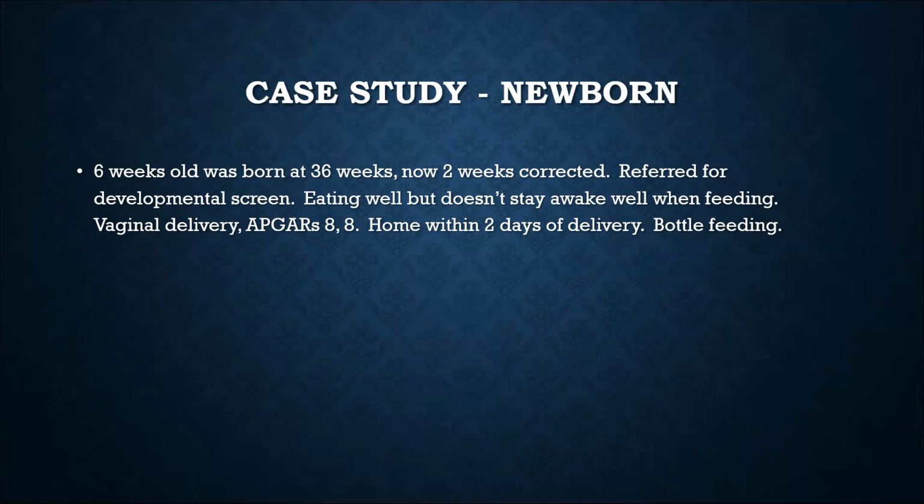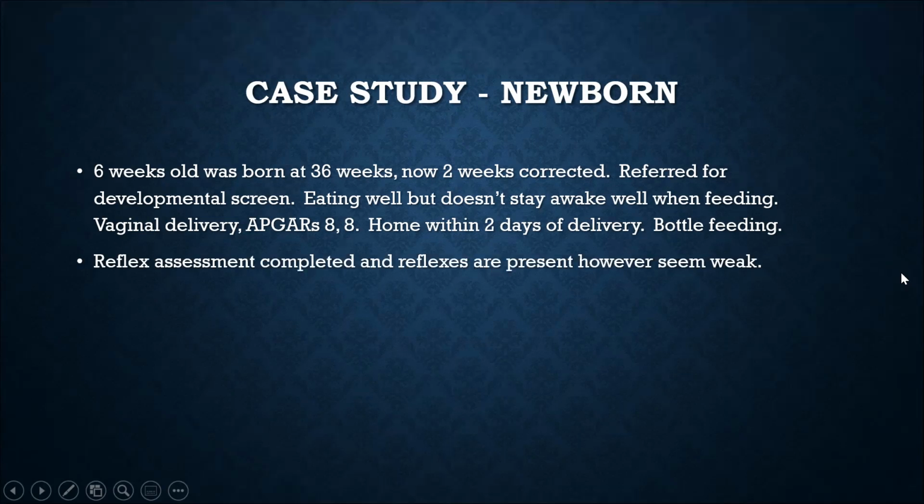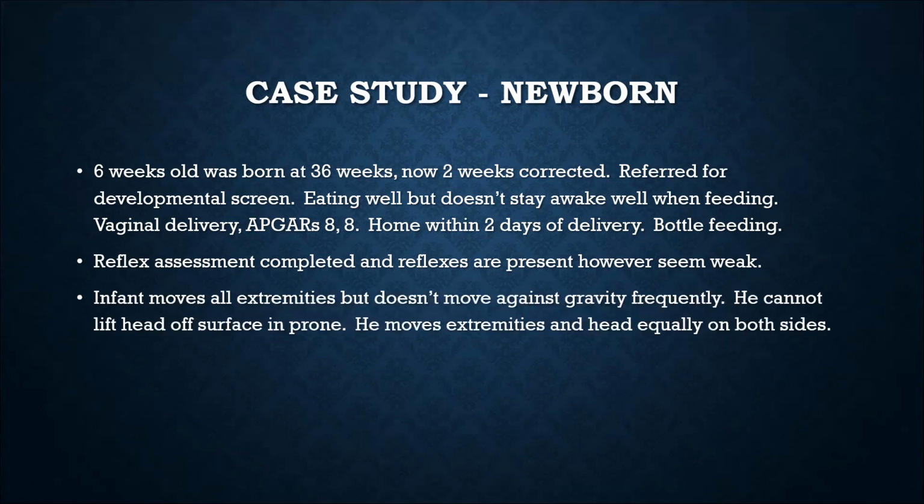So the baby is eating well, but does not stay awake while feeding. It was a vaginal delivery with APGARs of 8 and 8, which are both good, and then went home within 2 days of delivery and is only bottle feeding. So the reflex assessment was completed and the reflexes are present, but they seem weak. So pulling on the arms or pulling to sit, the baby's a little bit floppy.